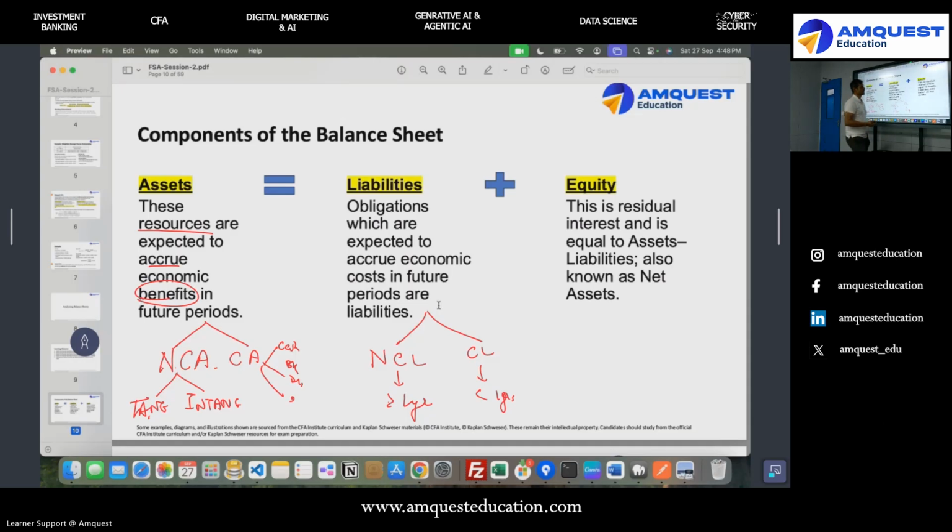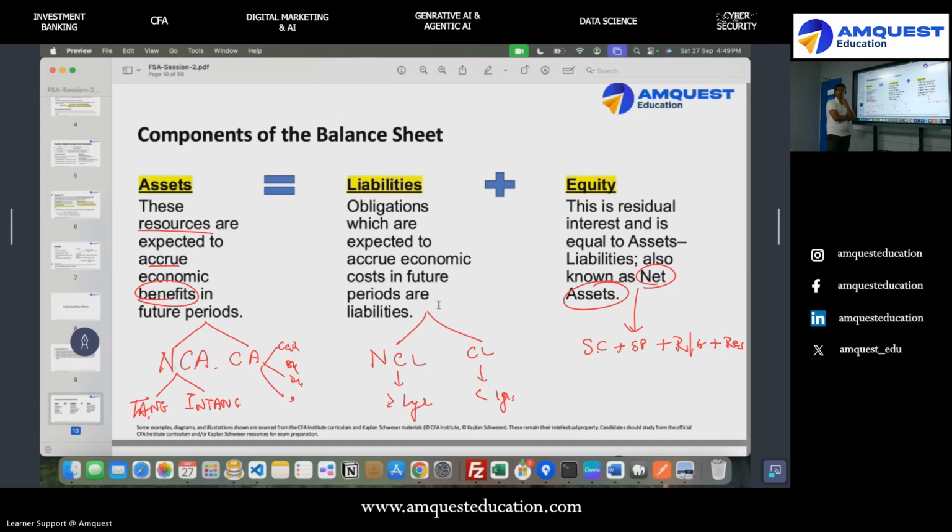Clear? Equity obviously is residual. It's sometimes referred to as net assets. This is everything else, which comprises share capital plus share premium plus retained earnings plus any other reserves that belong to the company. Okay, so this is your broad balance sheet. So remember, non-current, current, assets, liabilities.